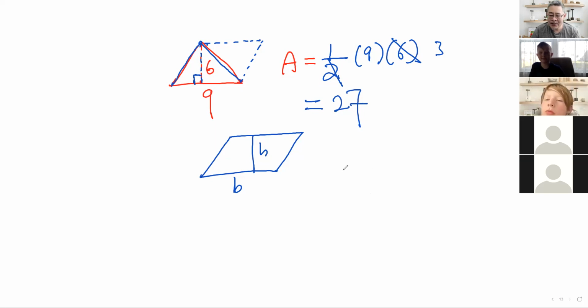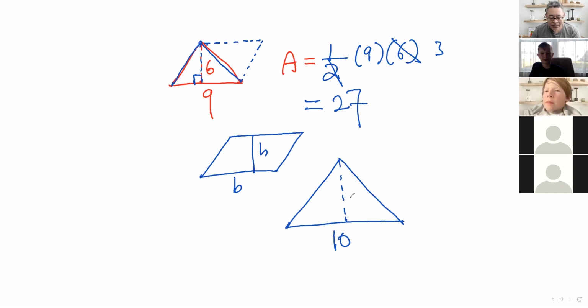Okay, let's see. We have another triangle. And this one is 10. And down here, let's say it is 9. So what's the area?